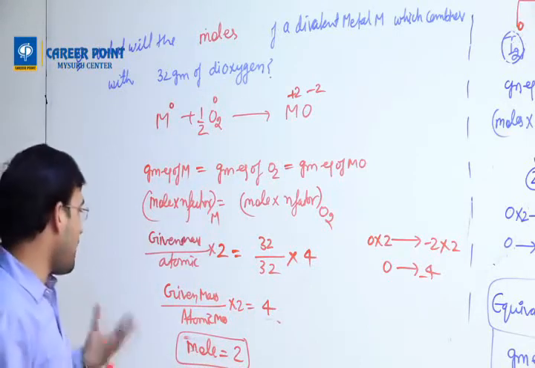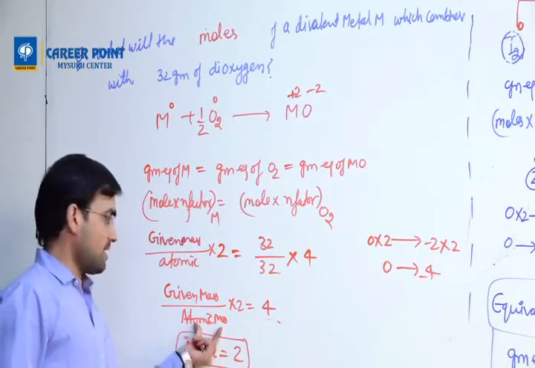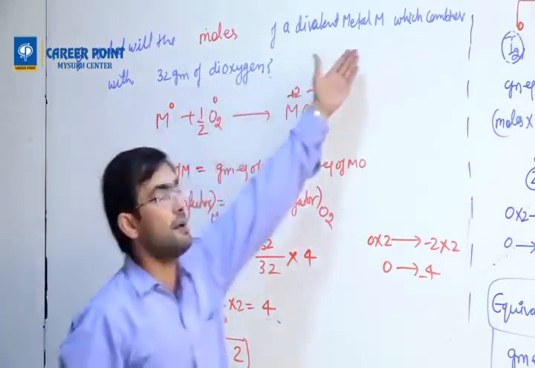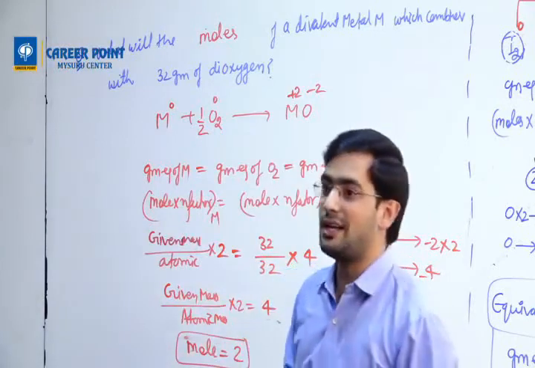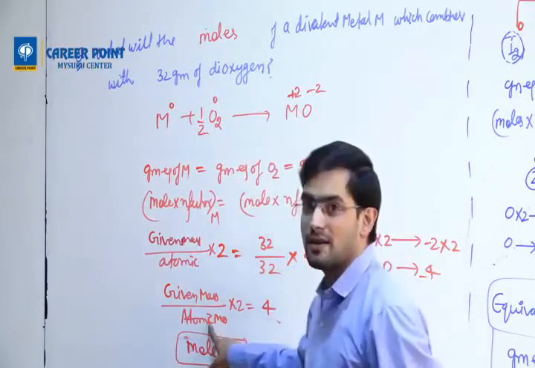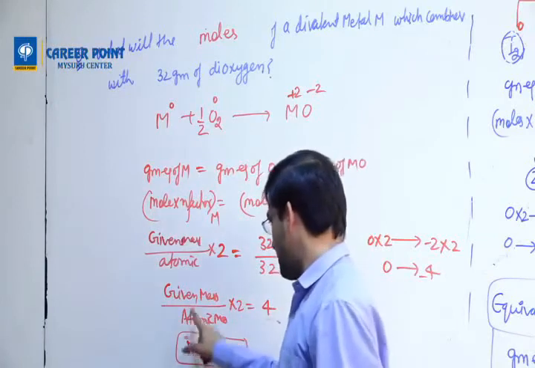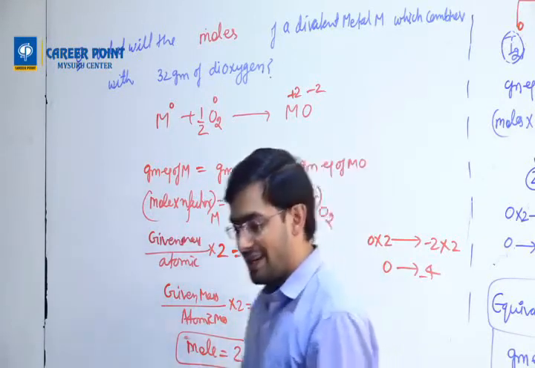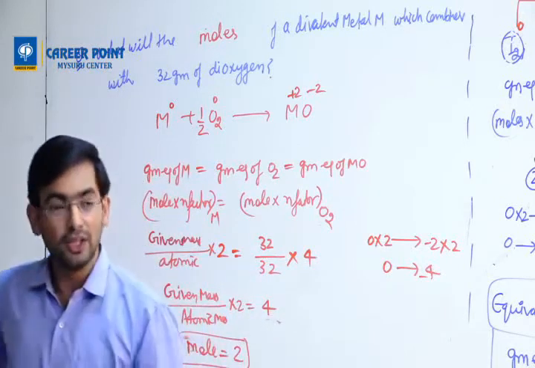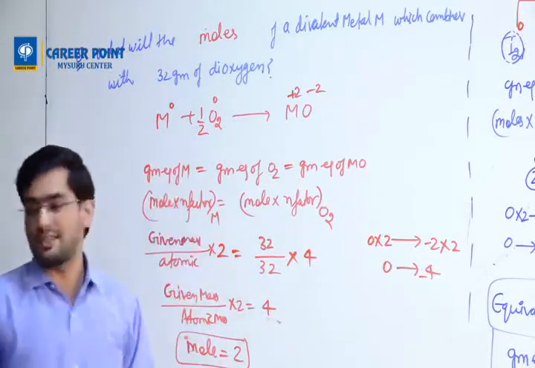Clear? So if I give you the atomic mass, say that metal M is calcium, a divalent metal could be calcium, then I can write calcium atomic mass 14. So given mass by moles equals 14 into 2, that is 80 grams. Understood now? So that's how we use the equivalence concept also.